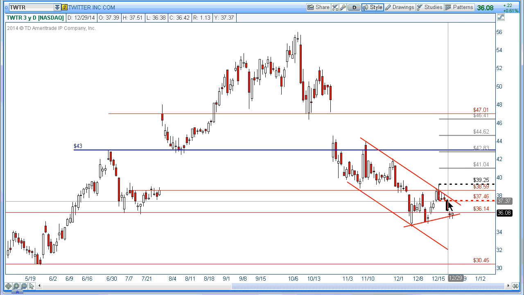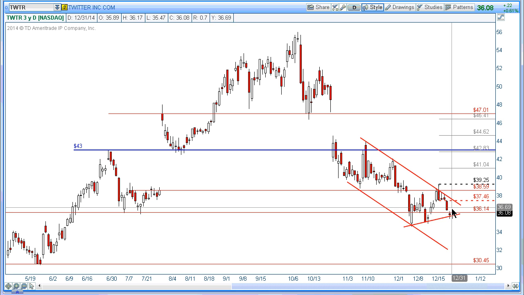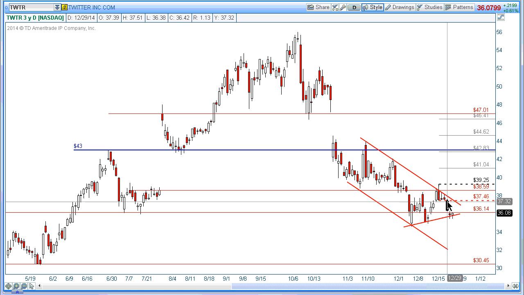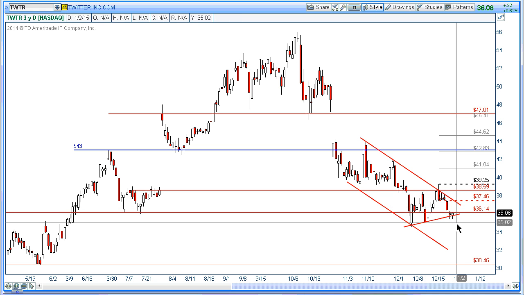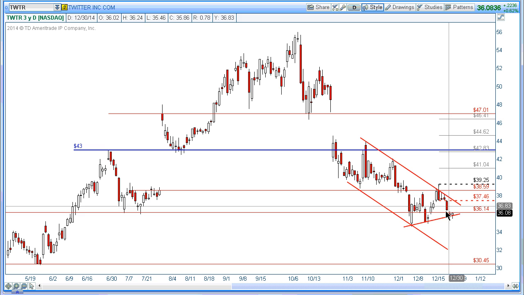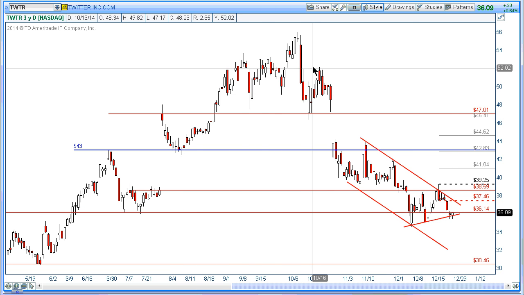As a matter of fact, if you are looking for a short, Monday or Tuesday would be a nice short setup with a trigger to go short, either once it comes down to this 36.14. So Twitter is off the table for a possible swing long.